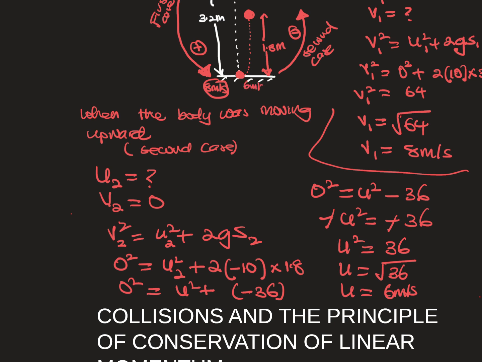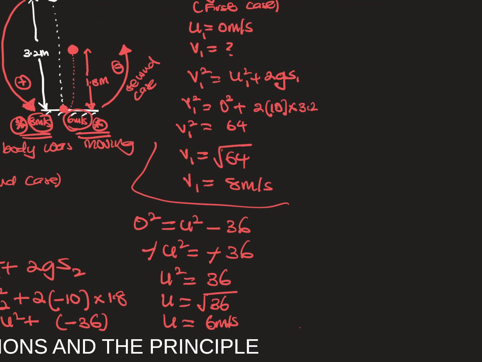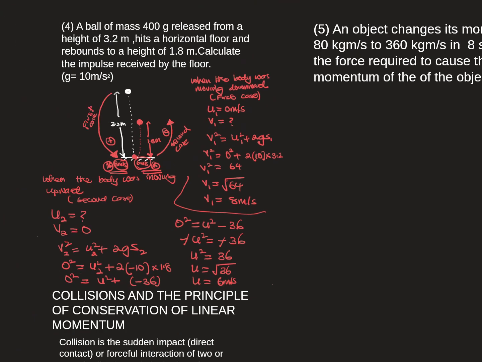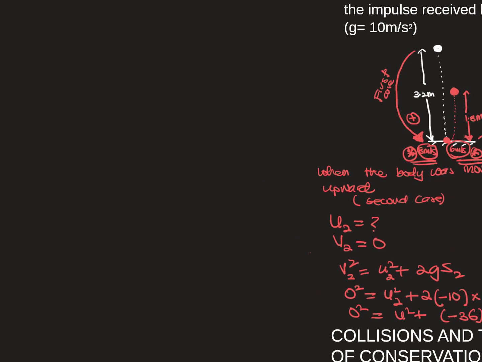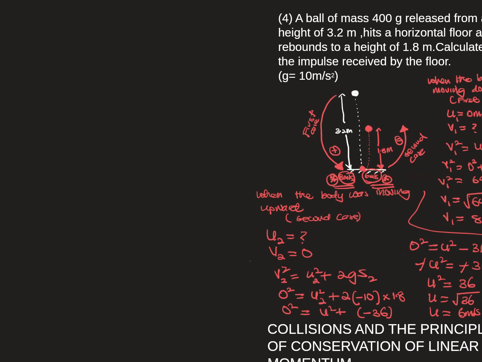6 meters per second, right? That is, for the impact, this is going to serve as the initial velocity. 6 meters per second will serve as the final velocity, right? We are considering the impact with the ground. So if I should find the impact, which is the change in momentum, is m into v minus u, okay?